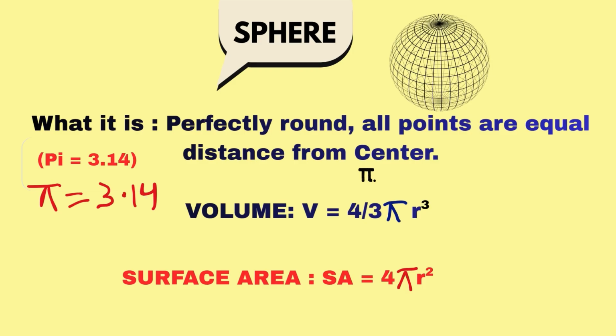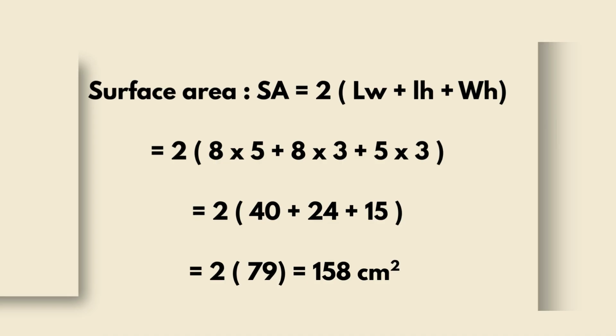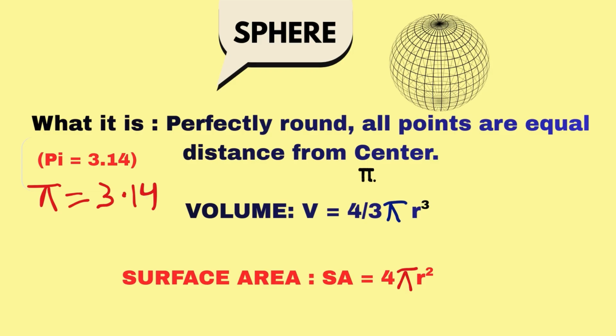Okay, let's talk about the sphere. The sphere is perfectly round. All points are at equal distance from the center. For finding the volume or surface area for circular 3D shapes, we use pi. And where is pi coming from? I will explain you later. Basically, it is a constant number. It is not a variable. It's a constant number. We use it as 3.14.